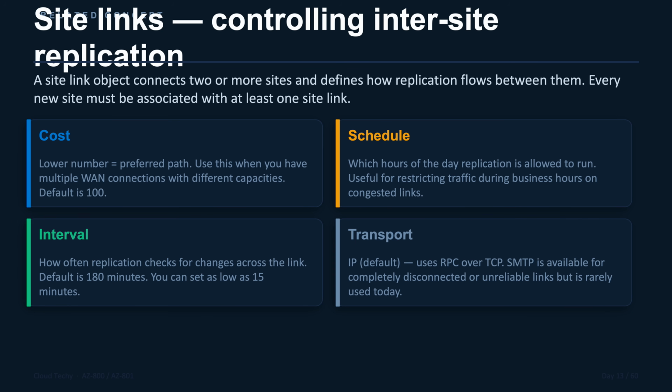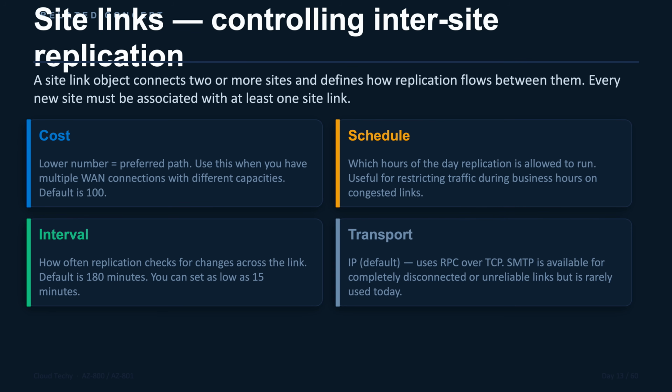Host determines the path preference. If you have 2 WAN connections between head office and the branch, you can set different costs on each site link, so AD prefers the faster link and only uses the slower one as a backup.